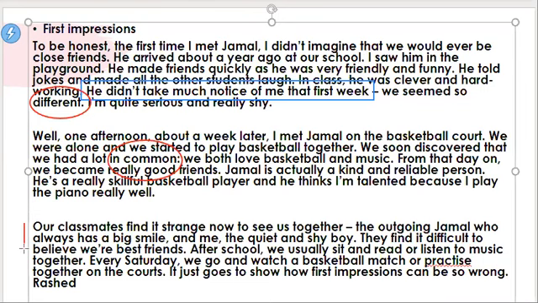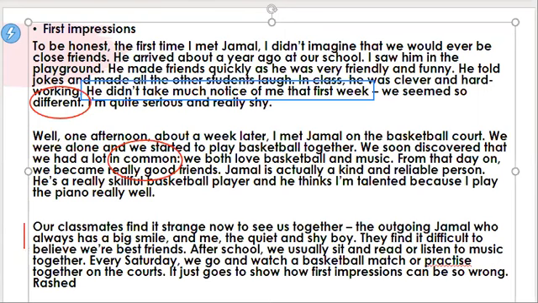And let's move on. They find it difficult to believe we're best friends. After school, we usually sit and read or listen to music together. They look like each other, and they're best friends. They can do different activities together in school and out of school. بداية إنهم هما بيشبهوا بعض لقوا قواسم مشتركة بالمدرسة وبرا المدرسة. Every Saturday we go and watch a basketball match or practice together on the courts. It's just to show how first impressions can be so wrong.